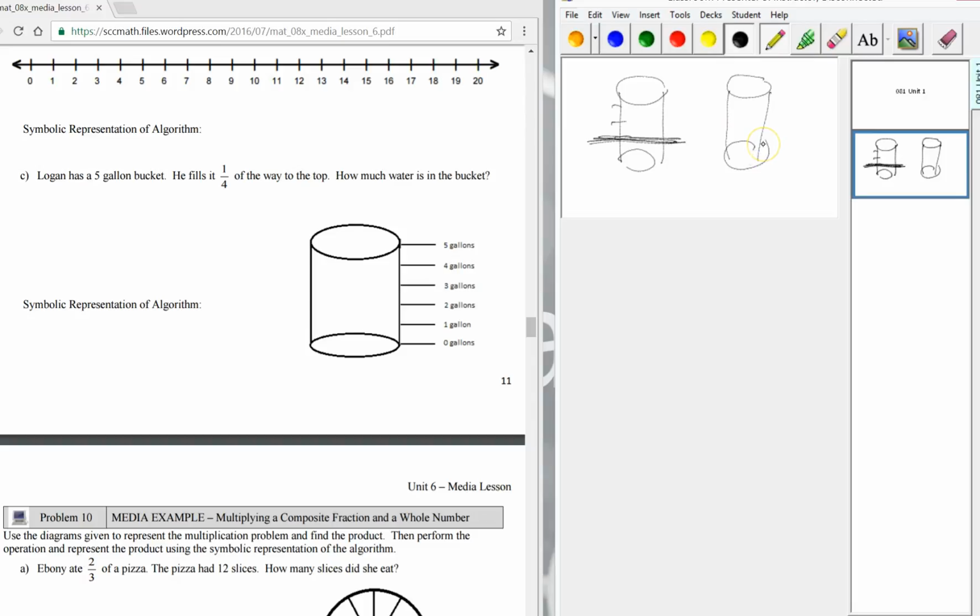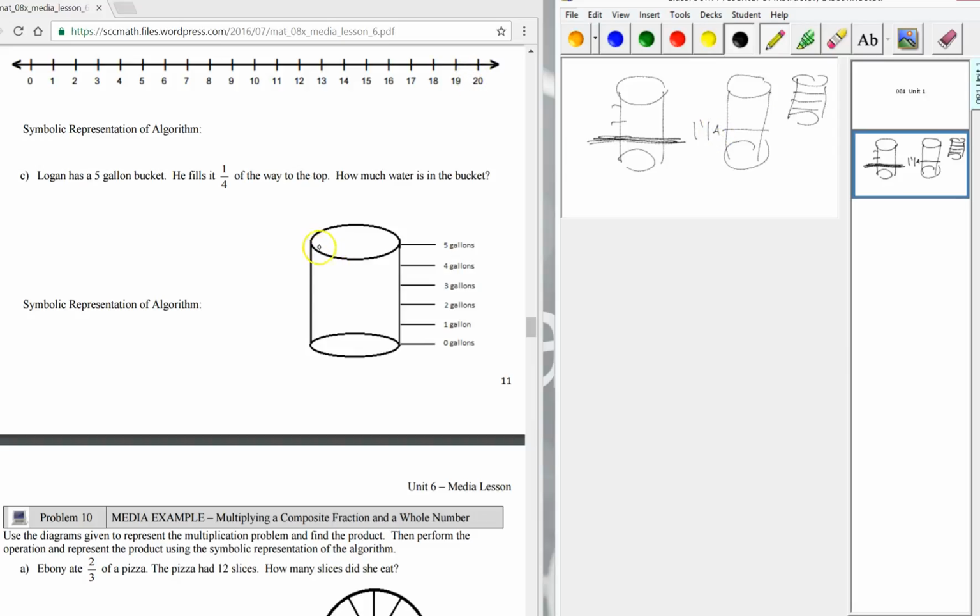A nice start is they can notice that it's between 1 gallon and 2 gallons. They can also take 1 out of 4, because it's 1/4, and then look at the last gallon. Let's pretend we're zooming in on the last gallon on top. Cut that into 4 pieces, take 1 of those. That's 1/4 gallon. Then talk about how the water would sink down to the bottom, and that would be 1 1/4 gallons.